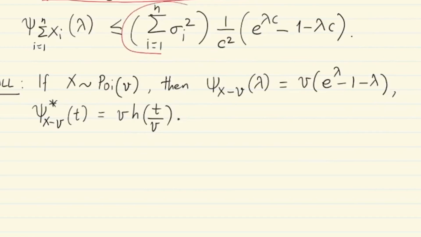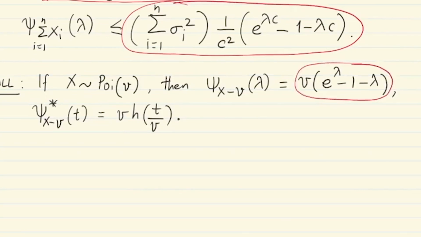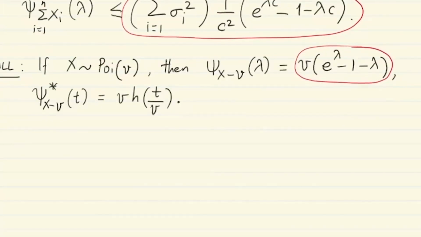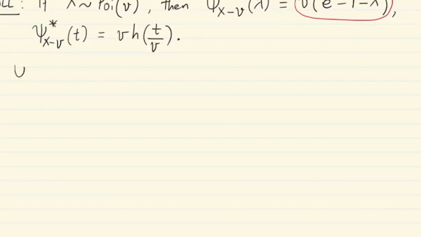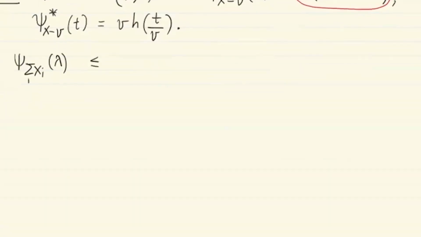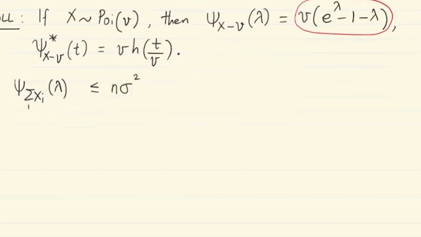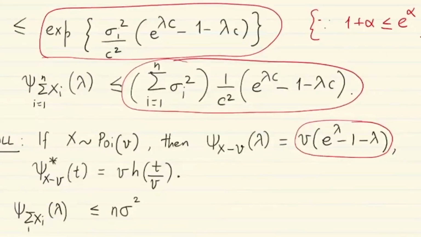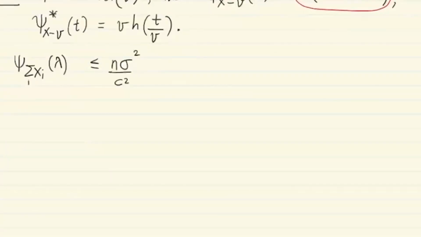So this expression here can somehow be thought of as this here. Okay, so we have now that ψ of the sum of the Xi at lambda is at most n sigma square. So this summation of all sigma i square is just n sigma square by definition, n sigma square by c square into e raised to lambda c minus 1 minus lambda c.